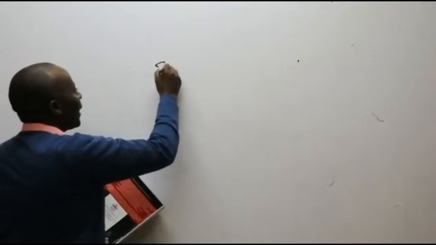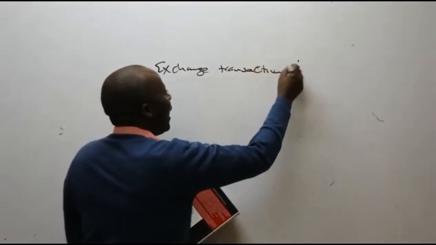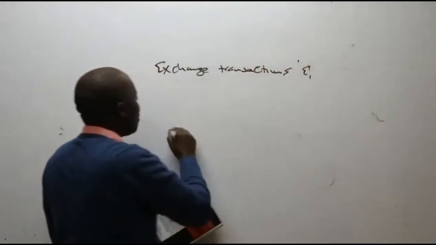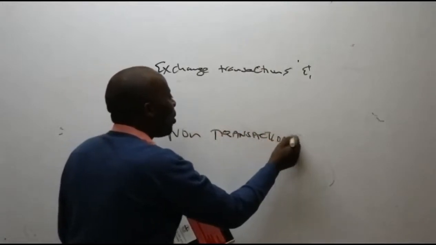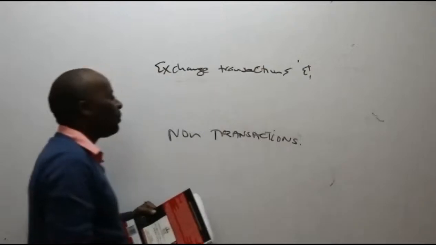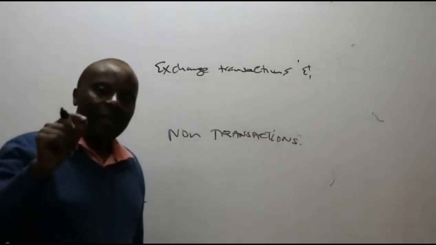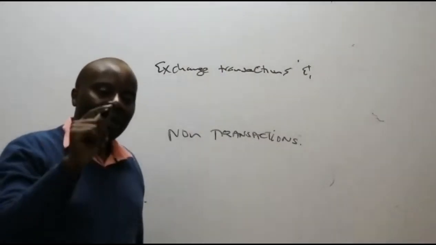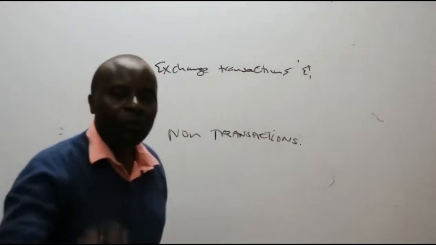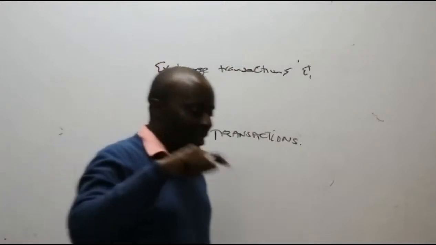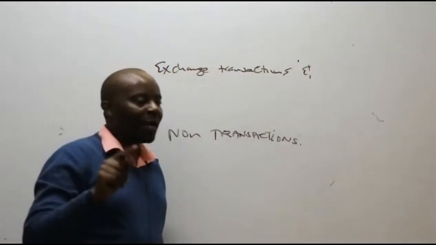So we have here exchange transactions and non-exchange transactions. Ladies and gentlemen, when you go, for example, to the income statement of the UN, where they have written revenue, you always see them saying that this revenue is from exchange transactions, and they subdivide their revenue into two: revenue from exchange transactions and revenue from non-exchange transactions.